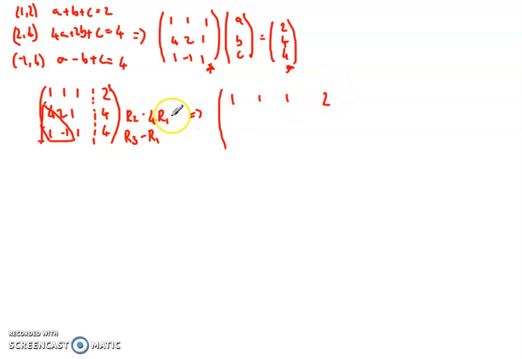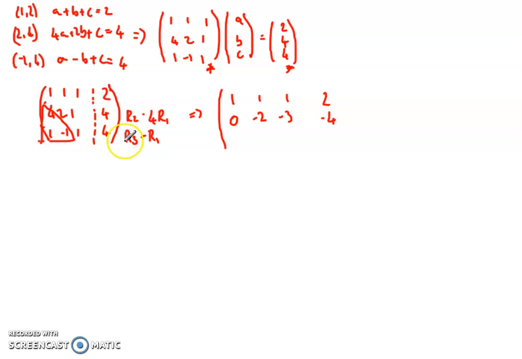Second one is row 2 take away 4 of row 1. So I've got 4 take away 4, that's going to give me 0. I've then got 2 take away 4 of these, so 2 take away 4 gives me negative 2. I've then got 1 take away 4 of these, so 1 take away 4 gives me negative 3, and I've then got 4 take away 2 times 4, which gives me negative 4.